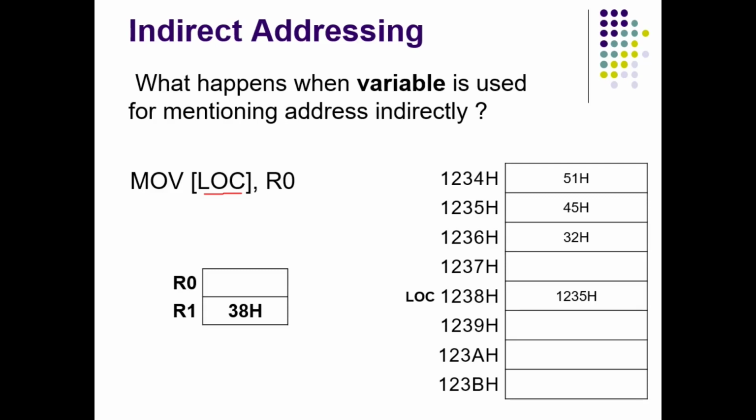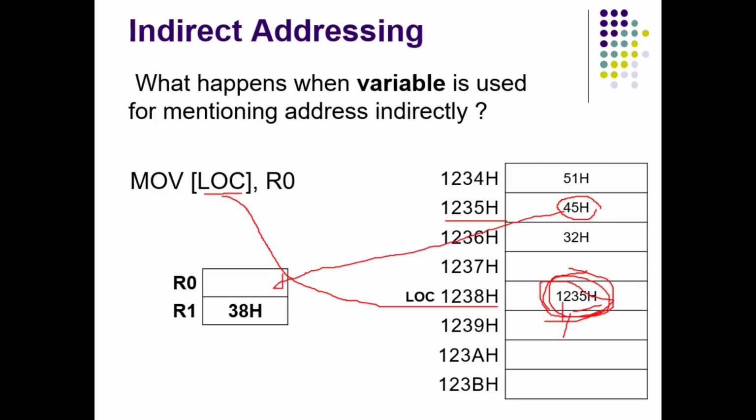So now what happens? Processor actually replaces the LOC value with its actual address, that is 1238H, and fetches the data present at 1238H. This data is considered as the effective address. Then the processor goes to that particular address, that is 1235H here, and fetches the data present at that address as the operand, and this data is later transferred to R0 as mentioned in the instruction given.